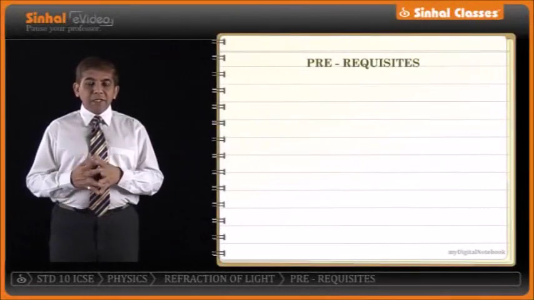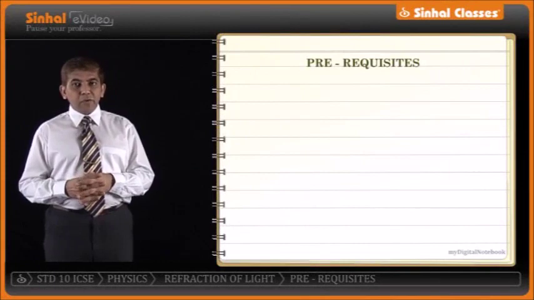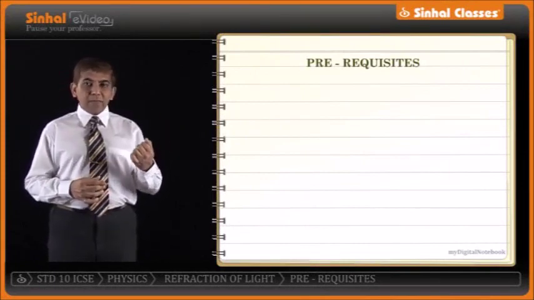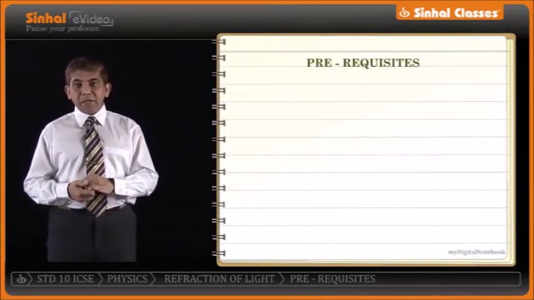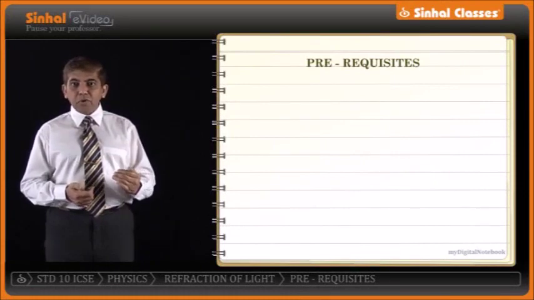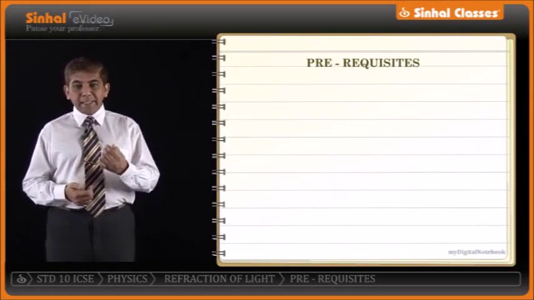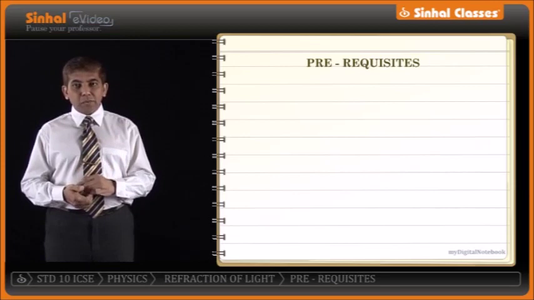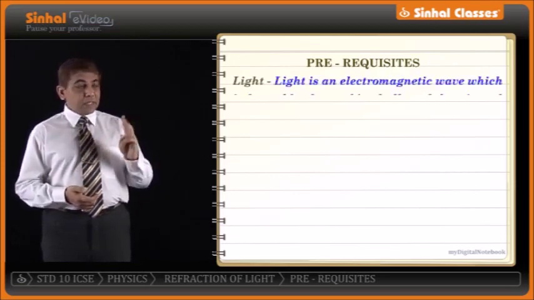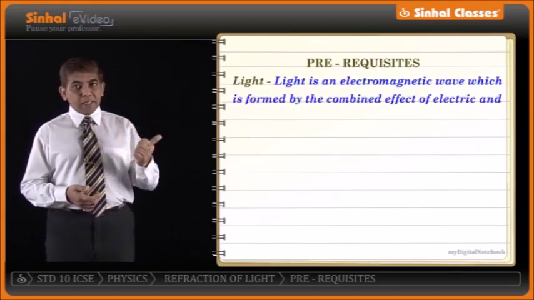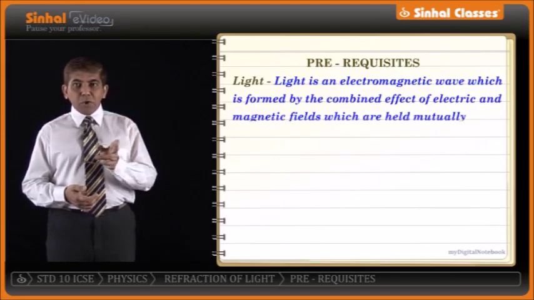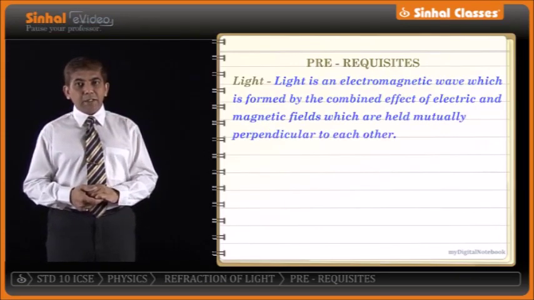When we consider refraction of light, we definitely know that we have to have a base background of what we studied in our previous years. We should know what is light. Light is nothing but an electromagnetic wave which is formed by the combined effect of electric and magnetic waves which are held mutually perpendicular to each other.